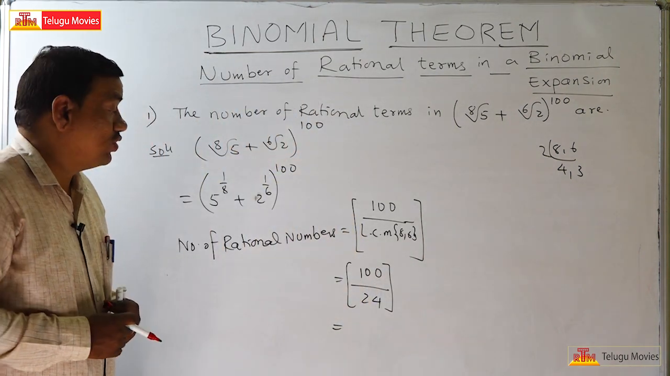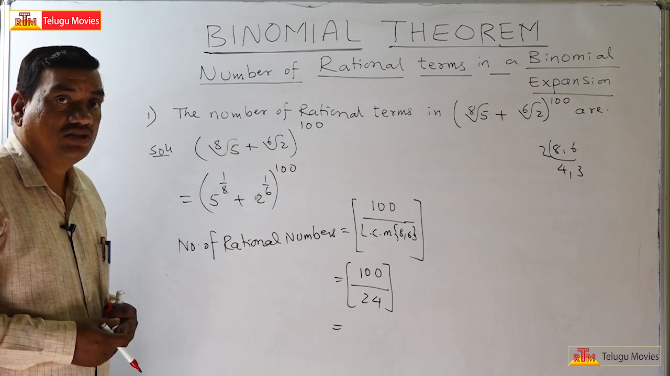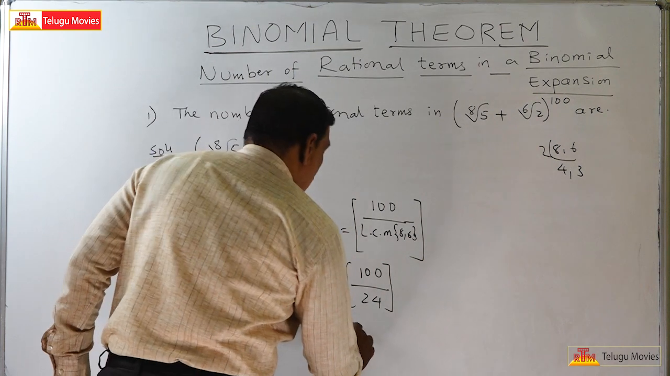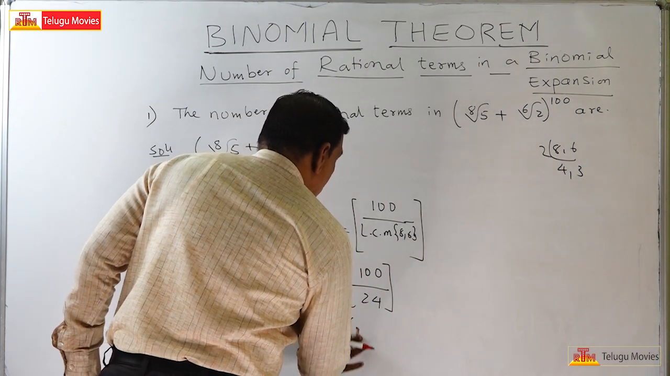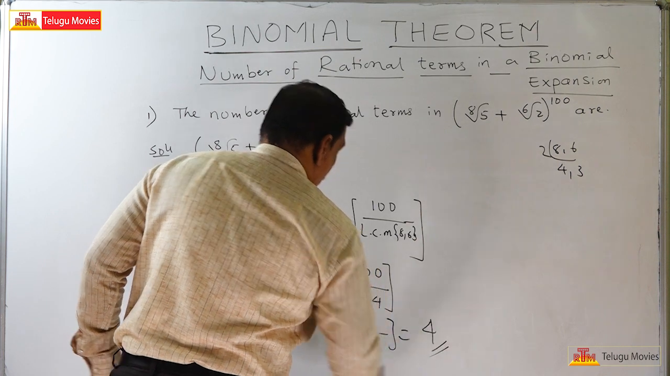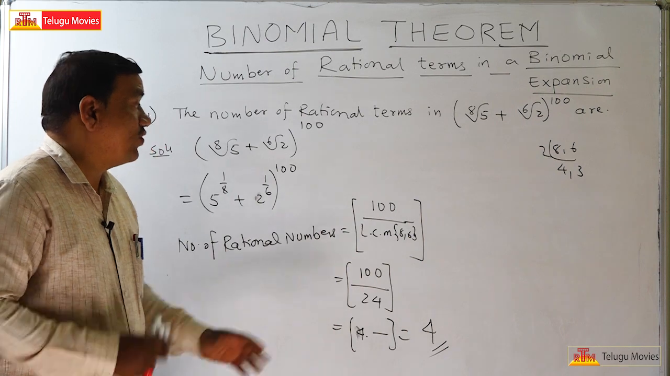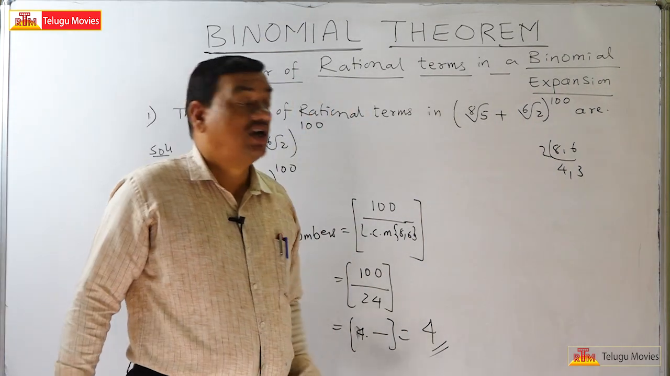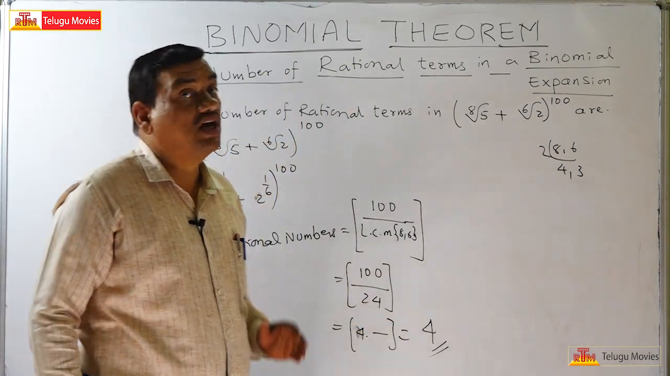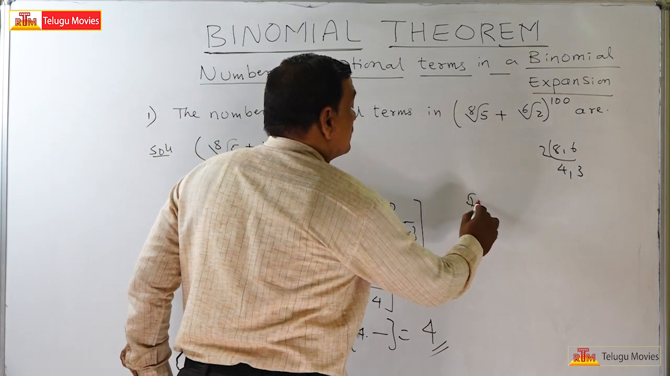100 by 24 is equal to how much? 24 fours are 96, so we get 4 point something. The greatest integer function of 4 point something is equal to 4. Therefore, in this expansion there are 4 rational numbers. Then how many irrational numbers will be there?